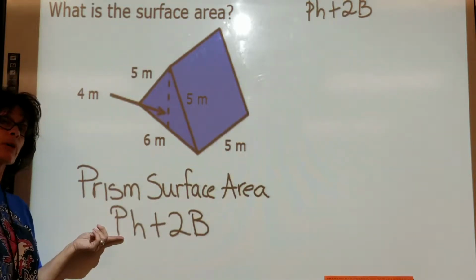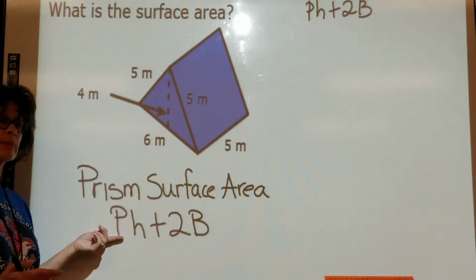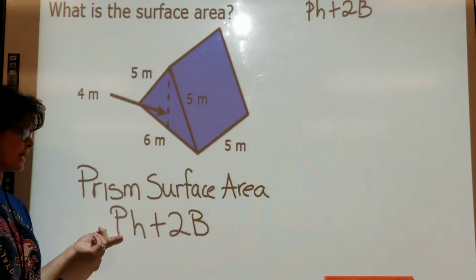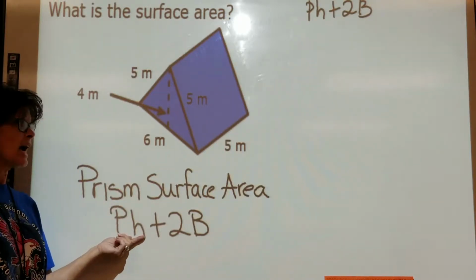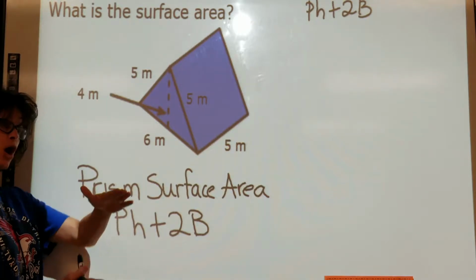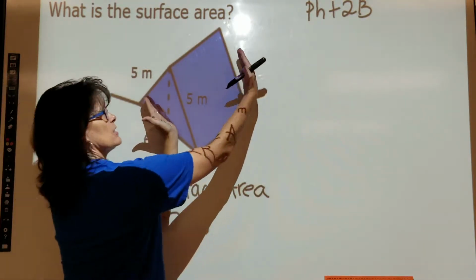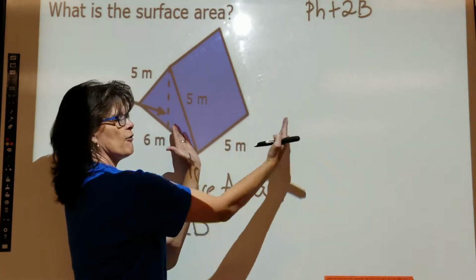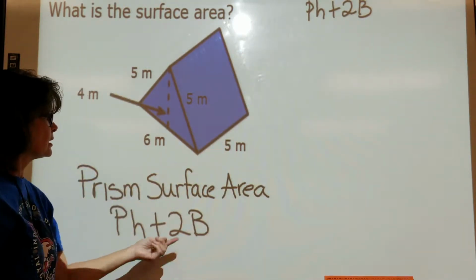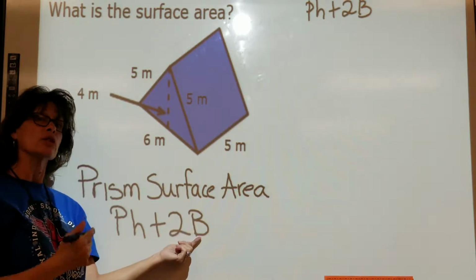P is the perimeter of the base. That means whatever shape the base is, I will add up all the sides. H stands for the height of the prism, how tall it is between the two bases. If this is the top base and this is the bottom base, the height is how far it is in between the two bases. And then the bases are whatever the shape is.